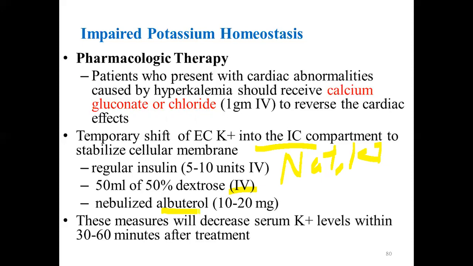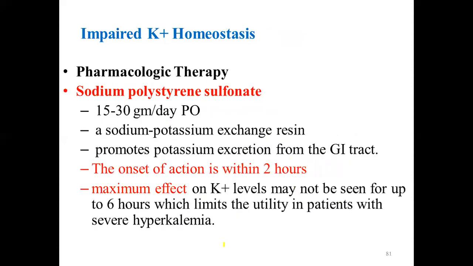Salbutamol nebulizer can also be considered for shifting of potassium. So when you give this medication, this will decrease the serum potassium level within 30 to 60 minutes after treatment. That is why this class of drugs is very good for emergency management. Then the next step is we need to use potassium binding agents.